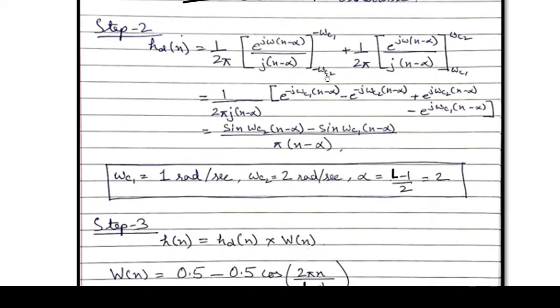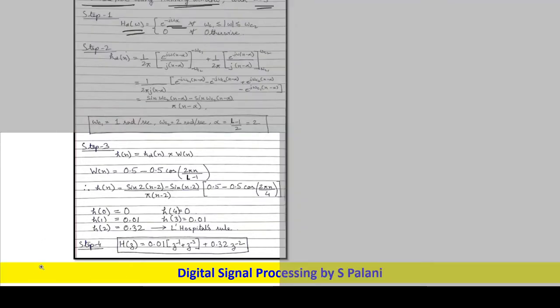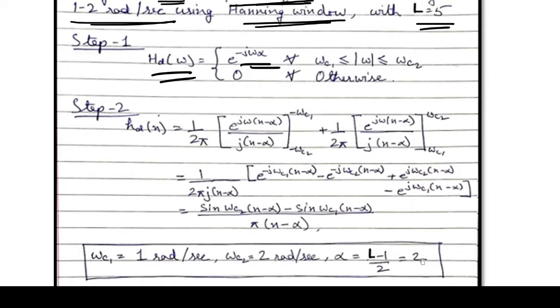Now why over here is it minus omega c2 to minus omega c1? I hope everyone knows. And why is the next one omega c1 to omega c2? After you solve this, you get this equation. Now we have omega c1 as 1 radian per second, and omega c2 as 2 radians per second. You just replace the omega c1 and c2 values at these locations. Alpha value we can calculate as L minus 1 divided by 2. So this is alpha, and you will put the alpha value.